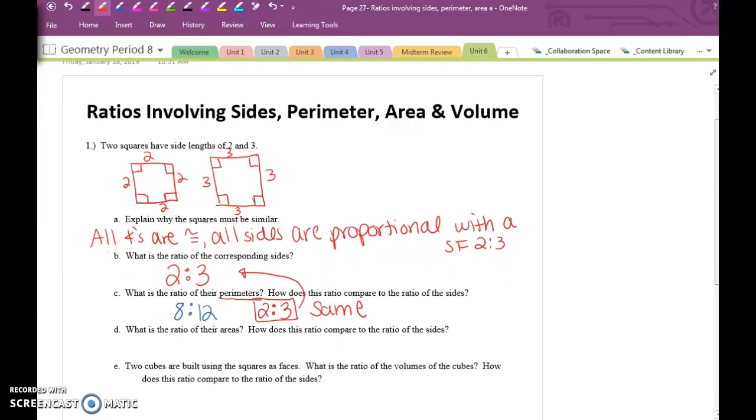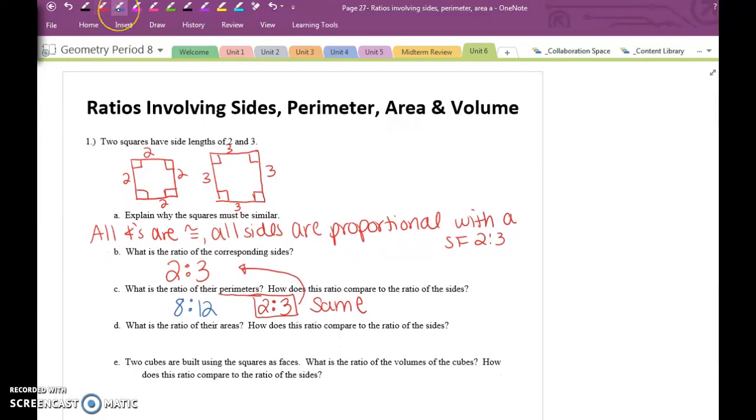Now part D, what's the ratio of their areas? Go ahead and find the areas of each of those squares, pausing the video. And if you forgot the formula, it's length times width. So the smaller square, length times width, would be 2 times 2, which is 4. And the larger square would be 3 times 3, which is 9. So the ratio of the area, smaller to larger, is 4 to 9. How is this going to compare to the ratio of the sides? Well, look at this. What's another way to write 2 times 2? And another way to write 3 times 3?